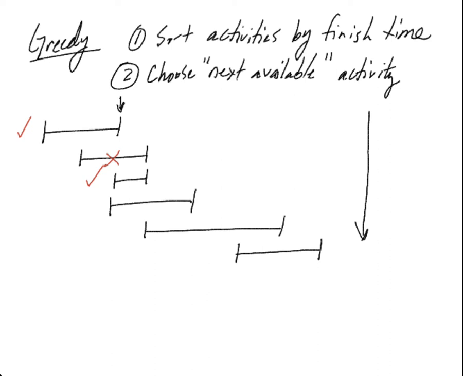Then, is the next activity available? No, it overlaps with that activity. But this one's the next available, and then we can't use that. And it turns out that this is an optimal solution. These three activities here. That's the greedy approach. Super simple, and amazingly, it finds the optimal solution.